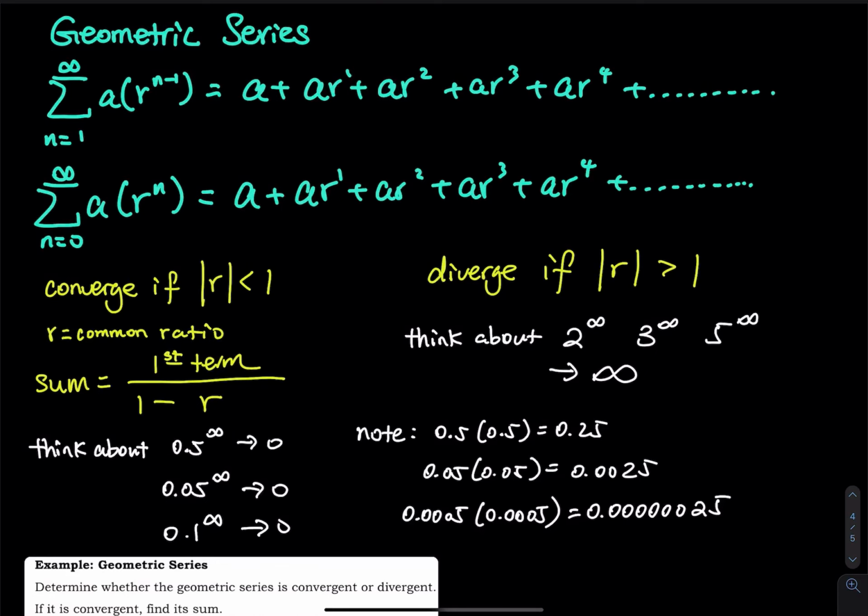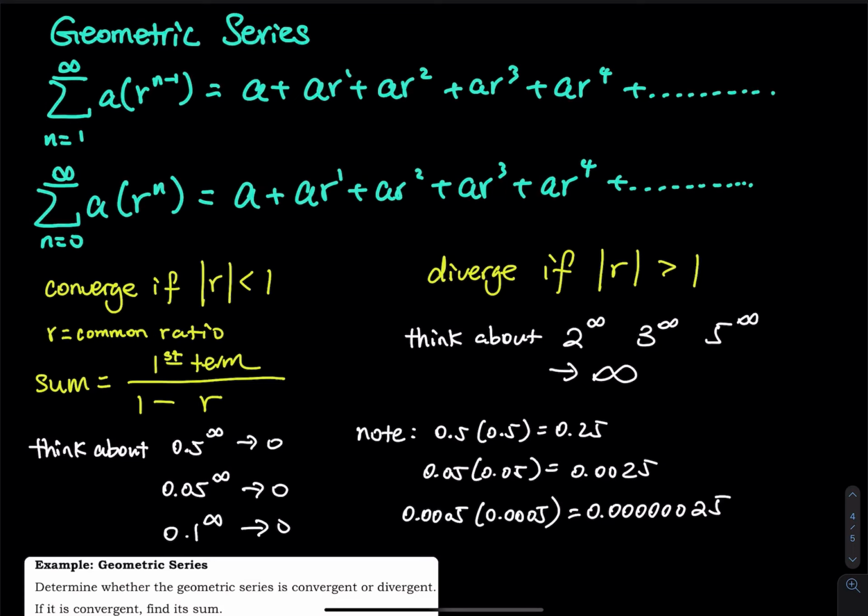Going to talk about geometric series. So when you think about geometric series, think about this. There is an exponent. So when there is an exponent in the series, the base matters. All right. So for geometric series, again, the series doesn't have to start at 1. It can start at 0. So we have one for when n starts at 1, one for when n starts at 0.